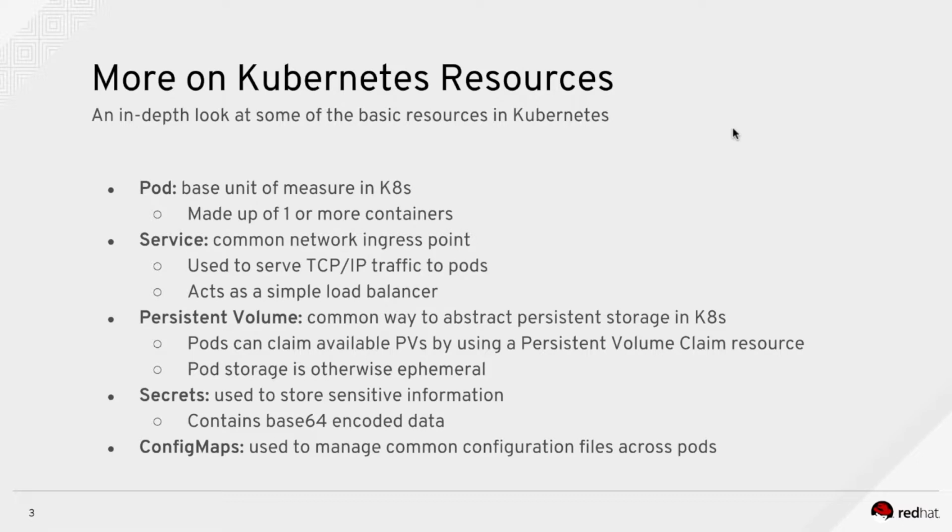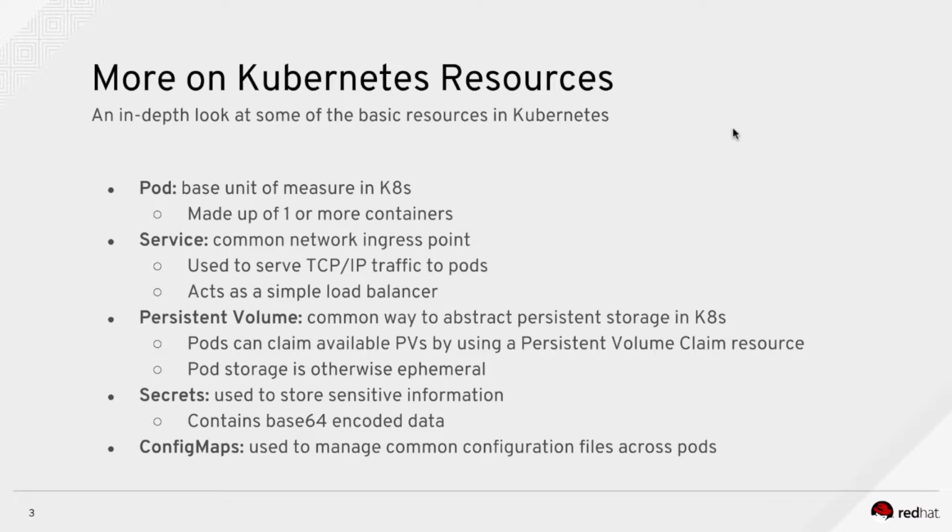Persistent volumes are a common way to abstract persistent storage in Kubernetes. Pods can claim available physical volumes by using a persistent volume claim, which is a YAML or JSON declared file, where you specify what type of storage you want and what the minimum size would be. When you create a claim, Kubernetes will see your claim and try to match it according to what's available from its pool of persistent volumes. Aside from persistent volumes, pod storage is otherwise ephemeral, in the nature of pods or containers themselves.